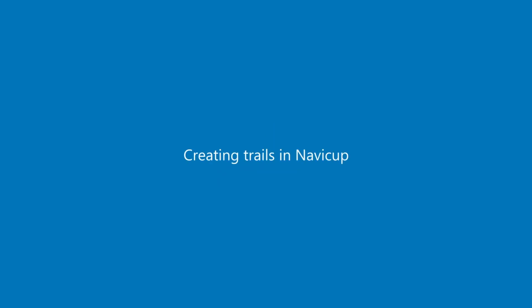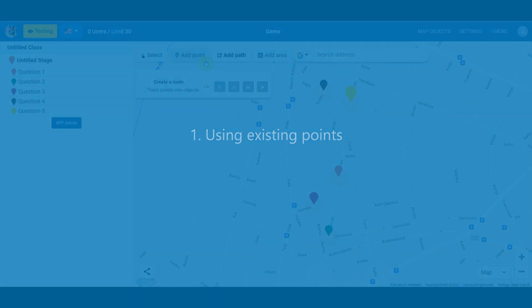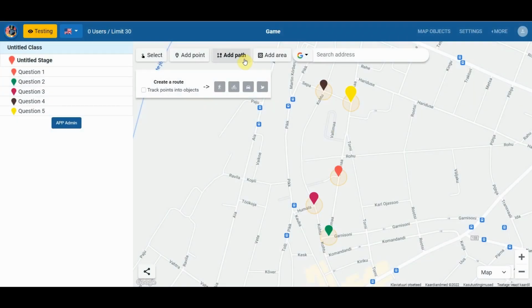Today we will be looking at how to create trails on a Navicup map. There are 3 ways to do this. First, click on Add Path.